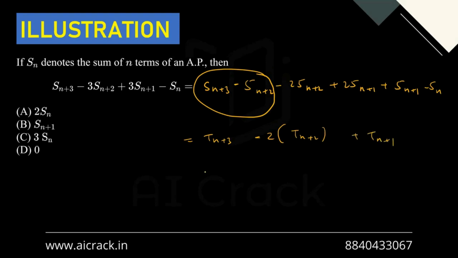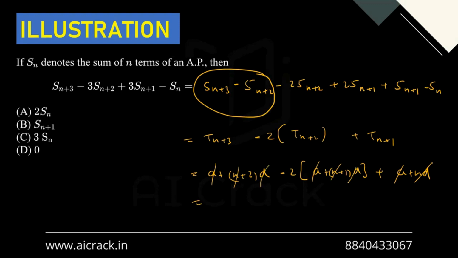Now T(n+3) would be a plus (n+2)d. This would be minus 2 times (a plus (n+1)d). And this would be a plus nd, right? Now minus 2a, a gets cancelled out, and we have nd from here, minus 2nd from here, and nd from here. So this and this also get cancelled out. We have 2d from here, and minus 2d from here. So this also gets cancelled out. So 0 comes out as the answer. So D is the correct answer.